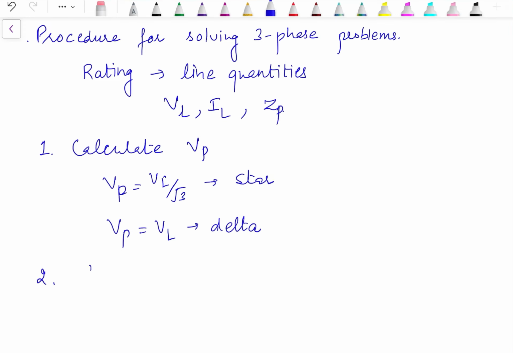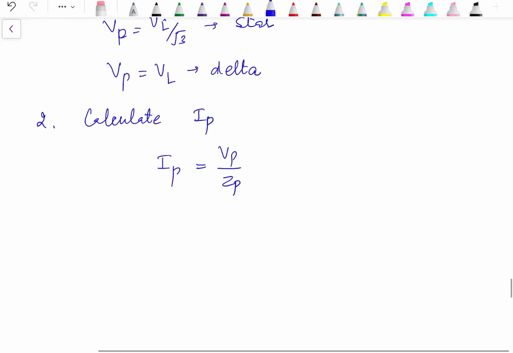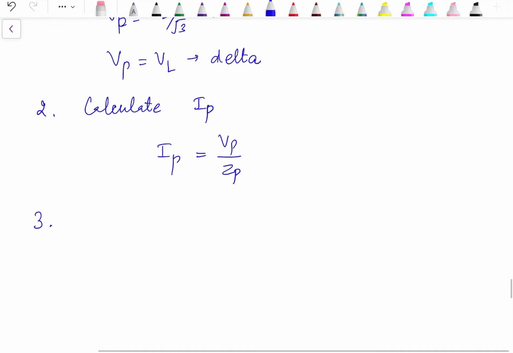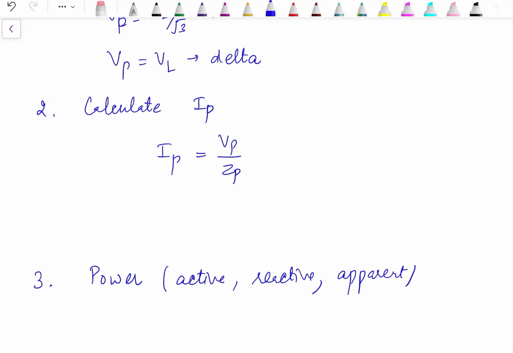Then the second step is to calculate IP. IP is always phase voltage upon phase impedance. Now depending upon which connection it is, you can calculate the phase current. And after that, whatever is asked, if you are asked to calculate power, which includes active, reactive or apparent, you can calculate them. And if the question is to find out the line current, we can say this is going to be the fourth step.